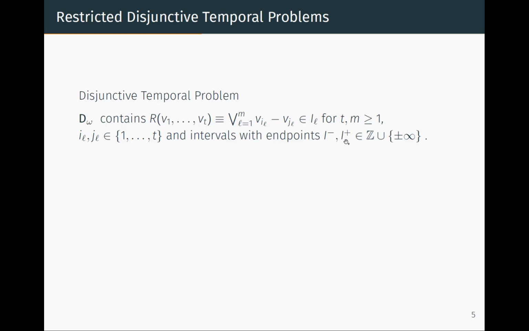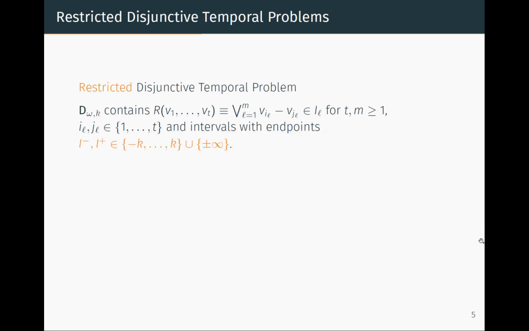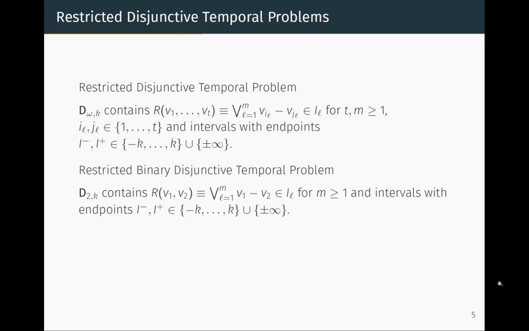So now the intervals can have as an endpoint any integer or plus minus infinity. Let's put a restraint on this and let the intervals only take absolute values up to k for some constant k. Then we get a constraint language D-omega-k. The same can be done for the binary language, and as a result we get for each k a constraint language, and the larger k we allow, the more expressive the language is. So there is this natural containment relation between these languages.